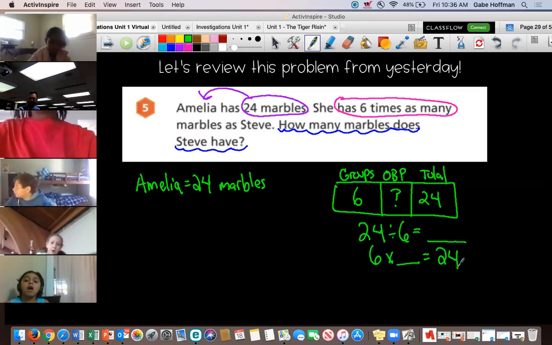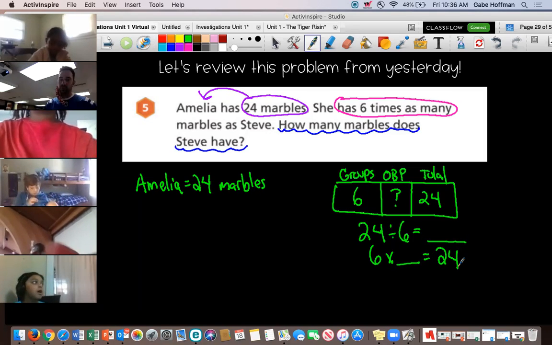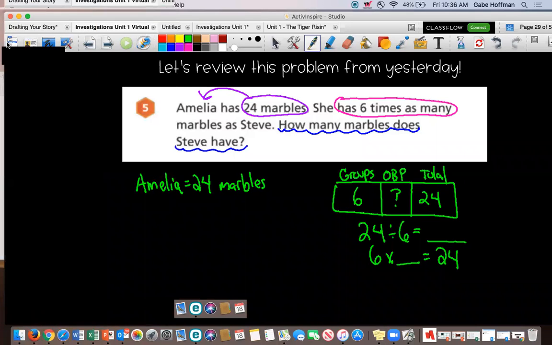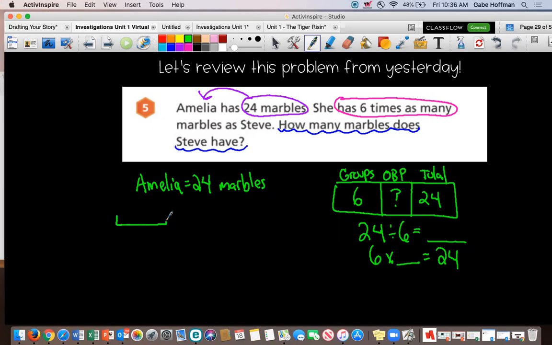Some of you might already know that, but let's make a model to show how many more Amelia has compared to Steve. Here is Steve's group of marbles. We don't know how many are in there yet, so we put a question mark. Then Amelia has 6 times as many. So there's how many Steve has, but we have to do it 6 times: 2, 3, 4, 5, 6. That's Amelia's.